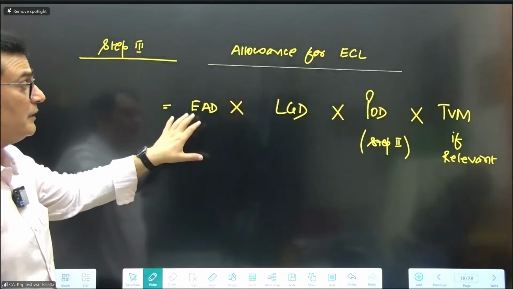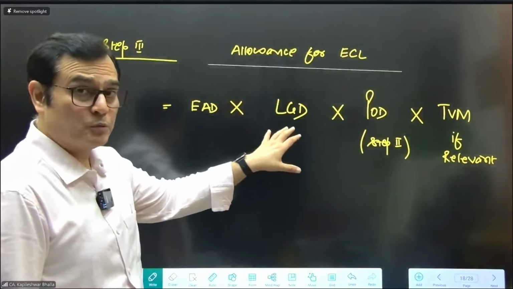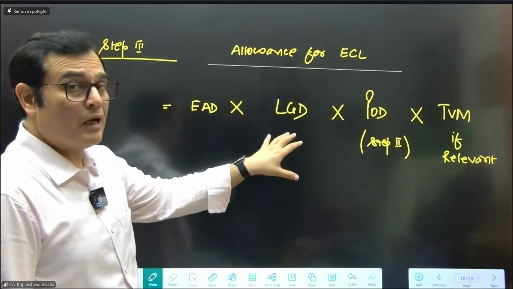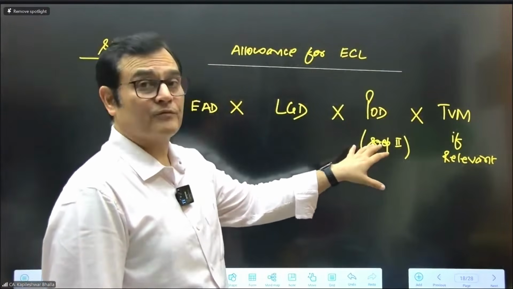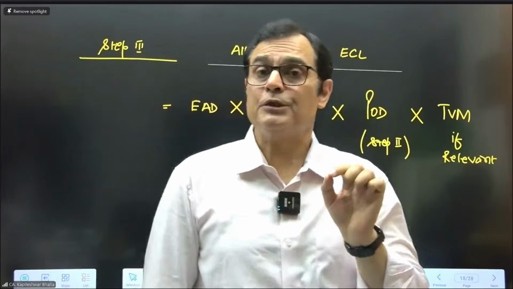This is nothing but the amount of the financial asset. This is the maximum loss which will occur if a default occurs. This is the probability of the default happening, and then the concept of time value of money in terms of getting the results.